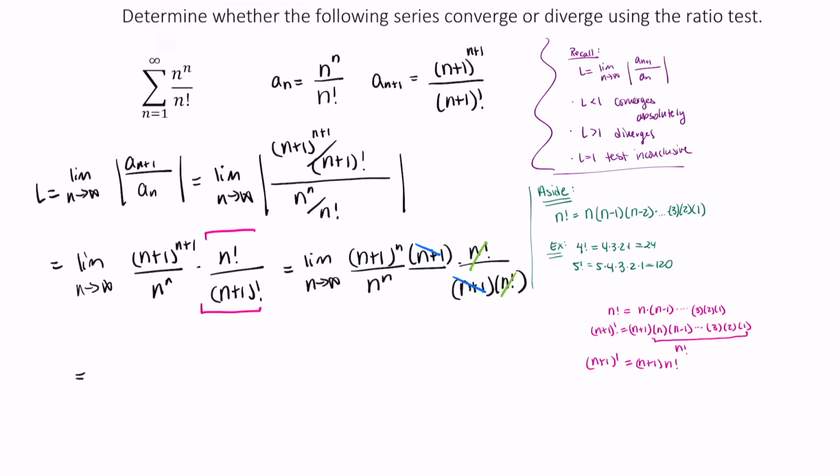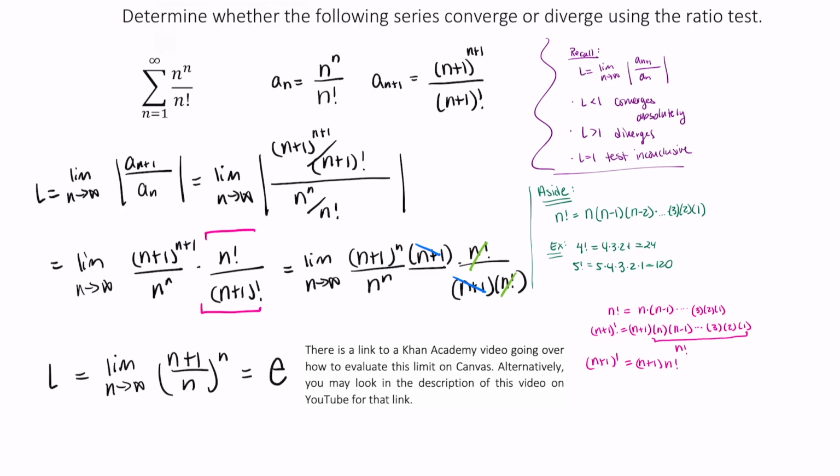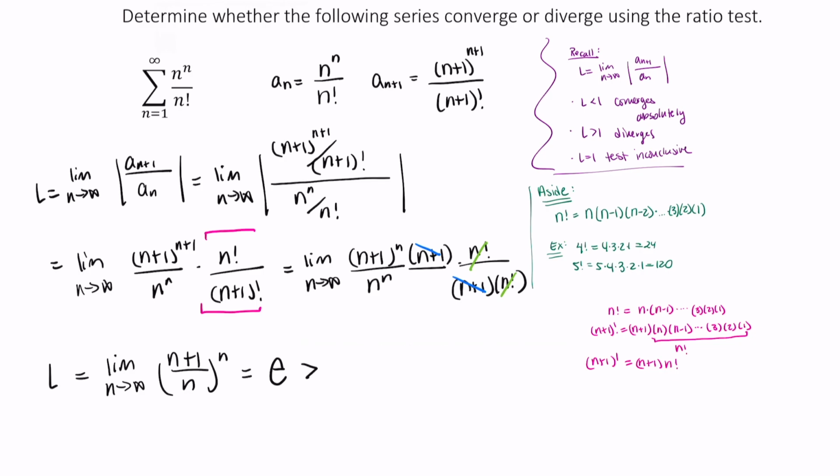All right, this leaves L is equal to the limit as n approaches infinity of n plus 1 over n to the nth power. This is a really important limit from the first semester of calculus, as this is the limit definition of the number e. And that is larger than 1. So since it's larger than 1, we are here in this case. This series diverges.